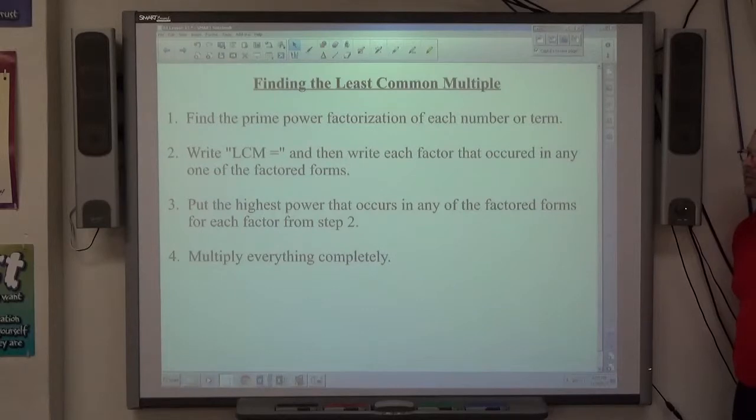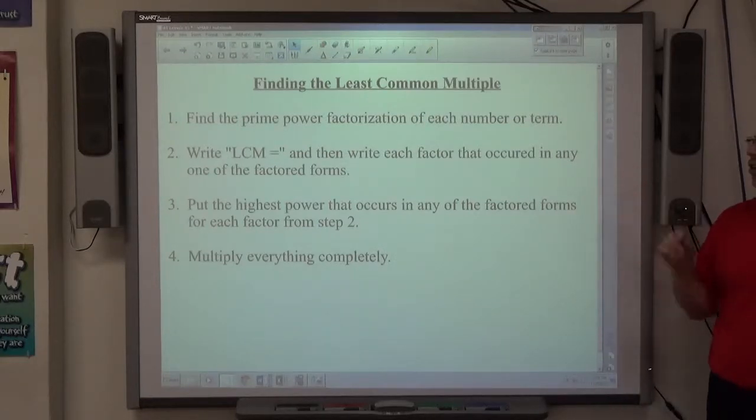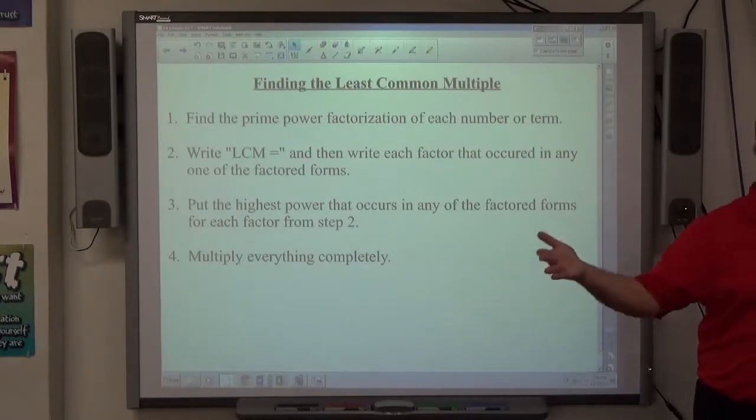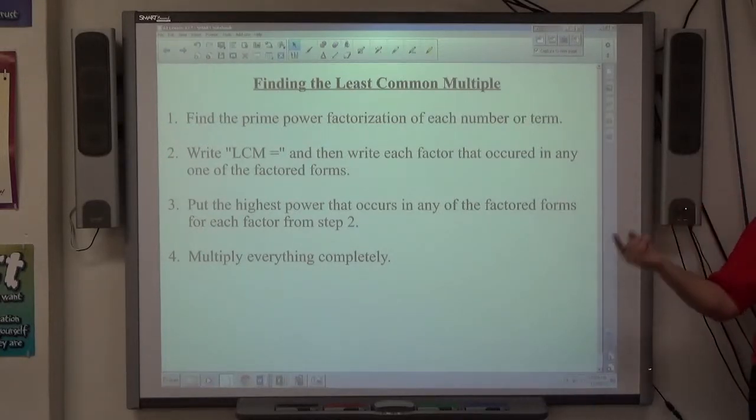Step 1 is find the prime power factorization of each number or term. If it's all numerical, just numbers. If it's got numbers and letters, I'm calling it a term. Then write LCM equals, and write each factor that occurred in any one of the factored forms. It doesn't matter if it happens in all of them, like the greatest common factor, where there had to be a 2 in every single one, or a 3 in every single one to count. If a 2 happens, it counts. If a 3 happens, it counts. If a 5 happens, it counts.